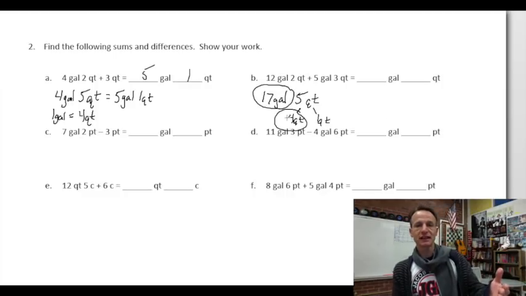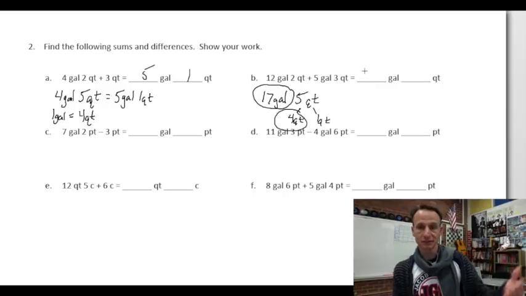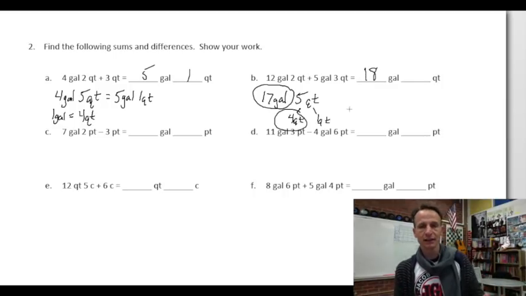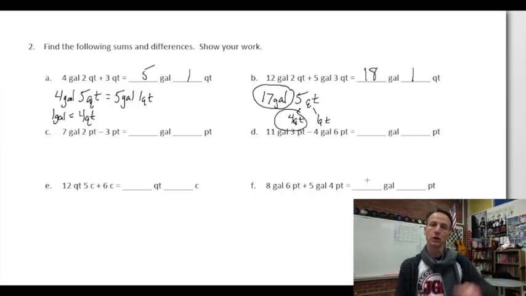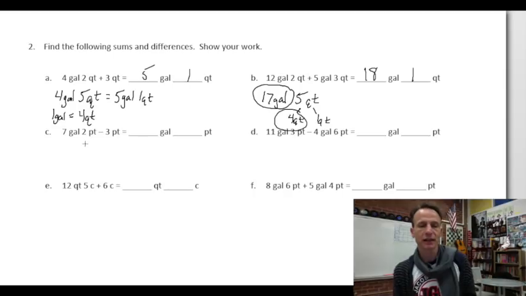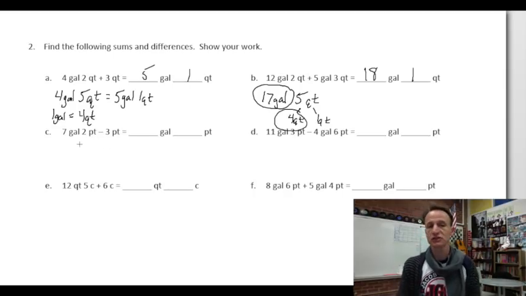So 17 gallons plus one more gallon in the form of 4 quarts, yes, it will make 18 gallons. And then that leaves us one other quart here. Boom, done. Now here we're subtracting. Don't forget we're subtracting. Gallons and pints minus pints. So 7 gallons, 2 pints minus 3 pints.